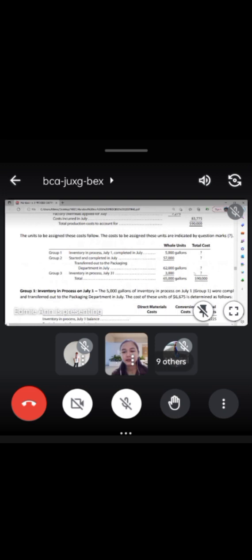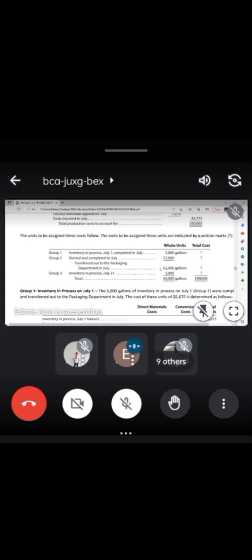Now, ana siya diri guys. Gibalik niya pakita sa inyo tong pinaka first, tong napay whole units tong sa step 2. Inventory in process July 1, completed in July. This is the beginning balance or beginning inventory. So 5,000 gallons, then 57,000 started and completed in July, and then 62,000 gallons were transferred out. Ang mga nahuman, 5,000 and 57,000, it is understood nga nahuman na siya for July. So 62,000 ang gi-transfer out.